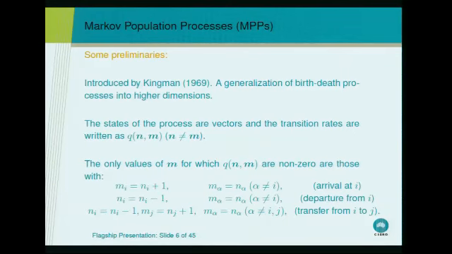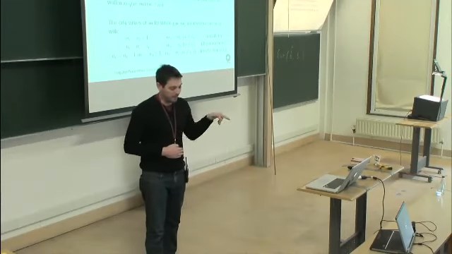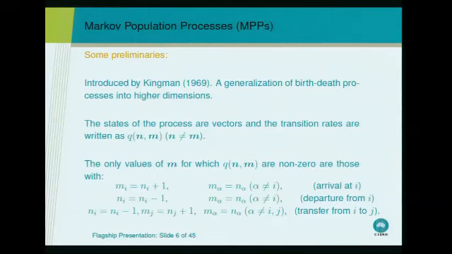Markov population processes are a generalization of birth and death processes into higher dimensions. They were originally introduced by Kingman in 1969, and we're now dealing with continuous time Markov chains where our states are vectors. We only allow transitions from a vector n to a vector m where we either increment one of the dimensions of our vector by 1, which corresponds to an arrival at dimension i, or we decrement one of the dimensions, which corresponds to a departure, or we allow a transfer from one dimension to another dimension of our state vector.